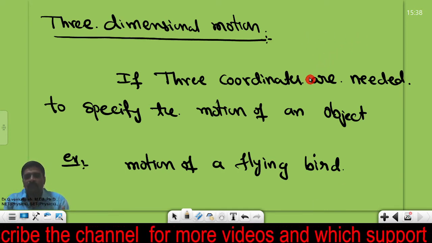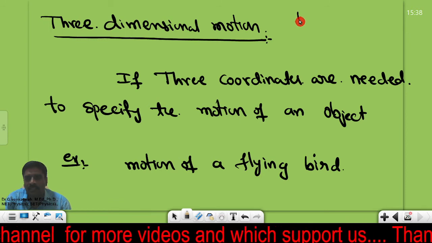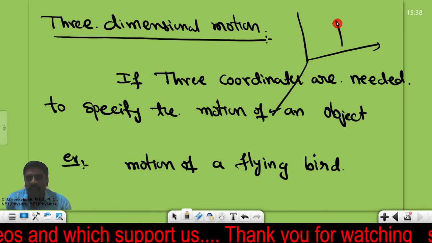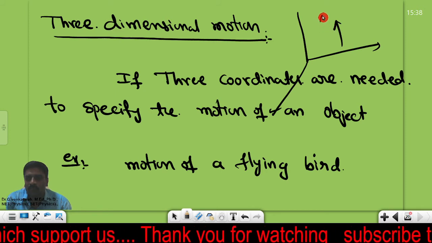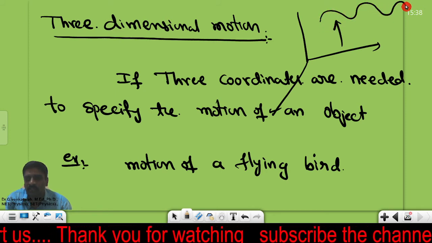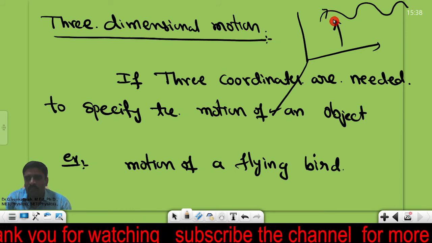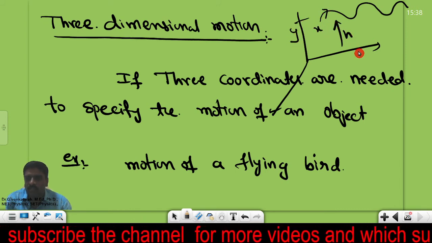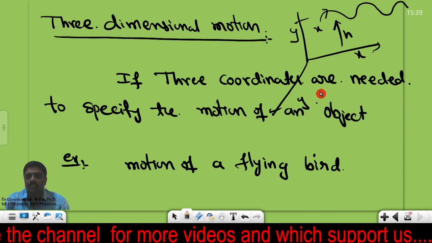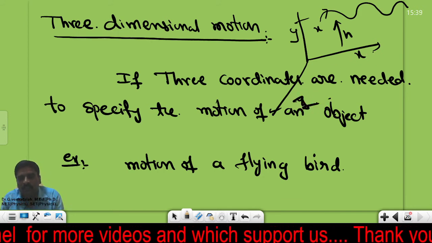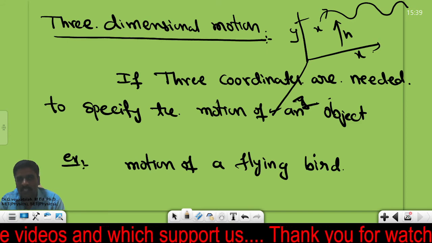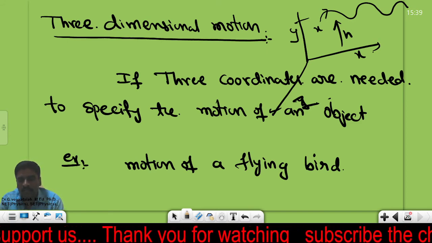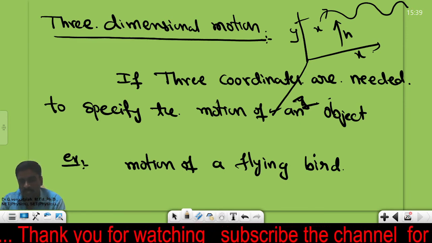The motion of a flying bird. A bird has the three-coordinate system. It can have a certain height, and it can move a certain distance. It can move along different paths. That means it needs height, an x value and a y value. So three coordinates are needed, and that type of motion is called three-dimensional motion. The motion of an aeroplane, and of a helicopter, is also three-dimensional motion.